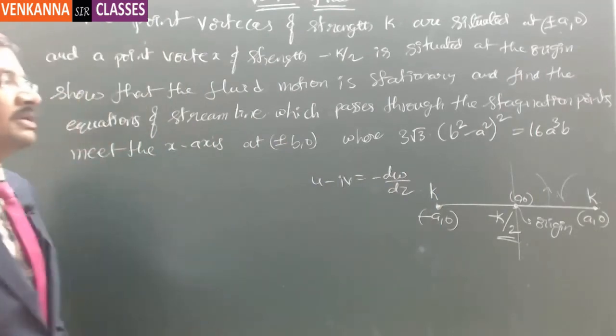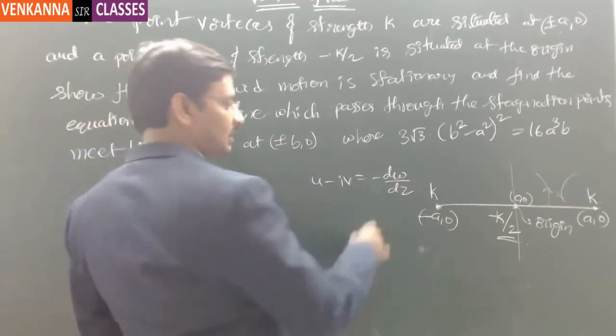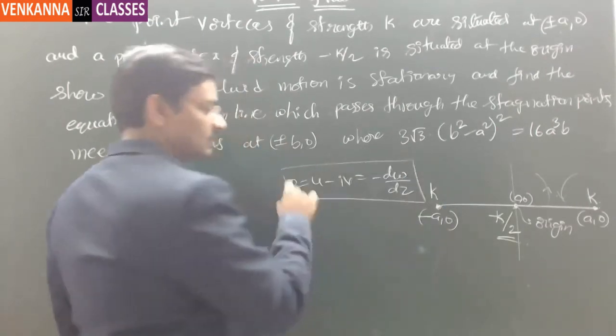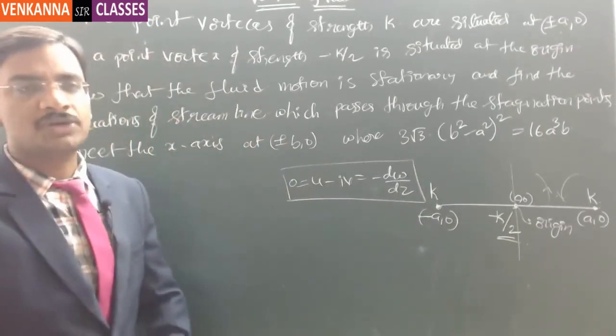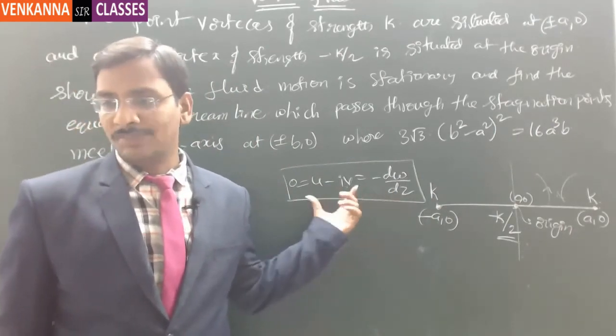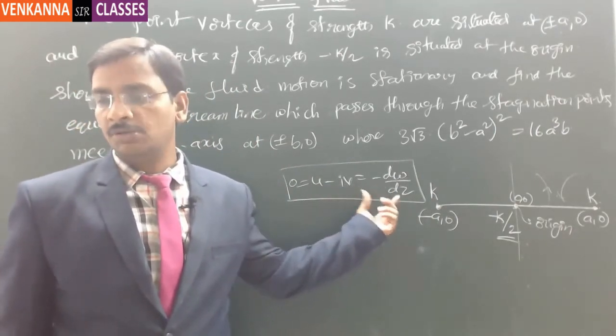Right? So u minus iv is nothing but minus dW by dZ. And if this derivative comes out to be 0, those are the points we call stagnation points, where there is no velocity, because this is nothing but the complex velocity. Got it? So dW by dZ.